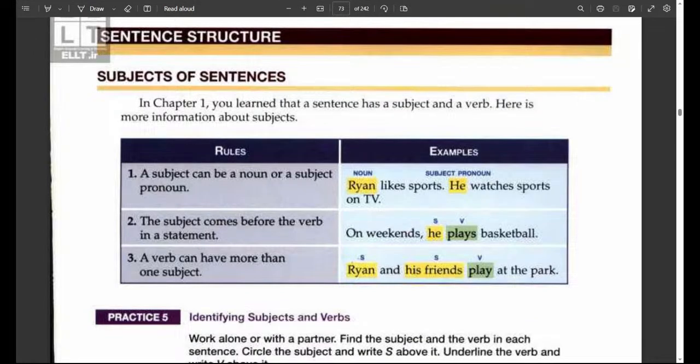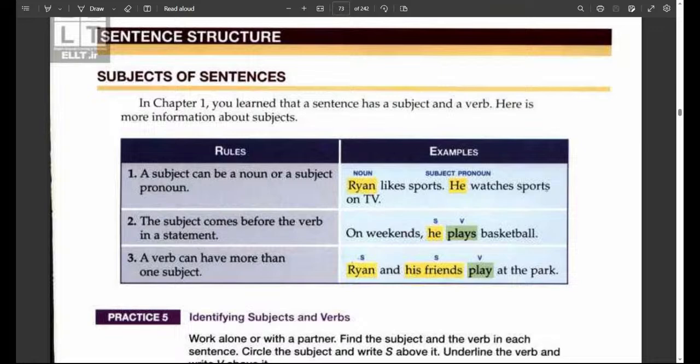Sentence structure, subject of sentences. In chapter 1 we learned that sentences have subjects and verbs. Here is more information about subjects. Now we have rules here, we have examples. A subject can be a noun or a subject pronoun. Ryan likes sports. So Ryan is a noun. This can be a subject. This Ryan is a subject here.